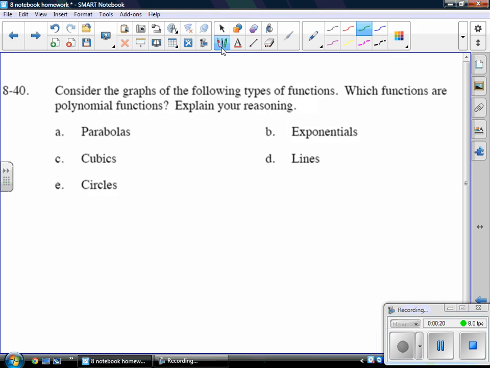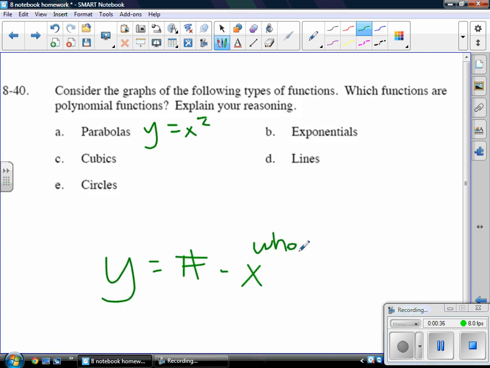A parabola, the parent function for a parabola is normally y equals x squared. Now let's think about what is a polynomial function, first of all. That is written as y equals any number times x to the whole number power, which means 0, 1, 2, 3, and so on. It cannot be negative, and it cannot be decimals or fractions like that. They have to be whole numbers which start from 0.